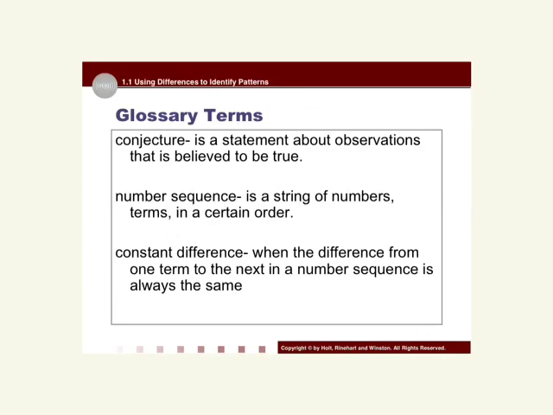Our second definition is a number sequence. A number sequence is a string of numbers or terms that are placed in a certain order. Our third definition is a constant difference. When the difference from one term to the next in a number sequence is always the same, we call that the constant difference. Once again, Titans, you are allowed to pause this video. You don't have to necessarily hit play and then just be writing with smoke coming from your pencil because you got so much to write down. Feel free to pause this video, feel free to rewind it, go at your own pace.